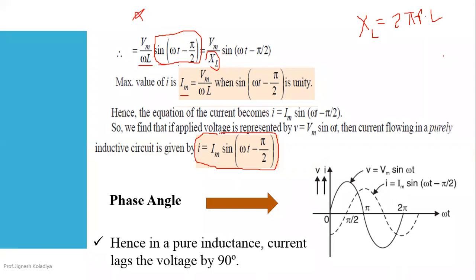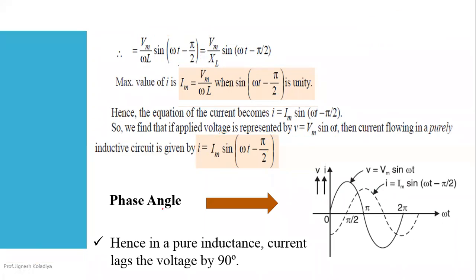What it means? Compare it with your voltage, V is equal to Vm sine omega t. So what is the conclusion? Current is lagging, because of the minus sign, by angle pi by 2 with respect to voltage. So phase angle is 90 degree and it is lagging, and this is the very important conclusion: in pure inductance, current lags the voltage by 90 degree, right?